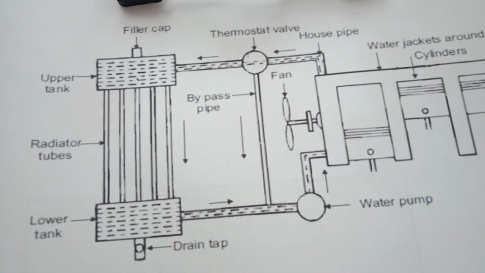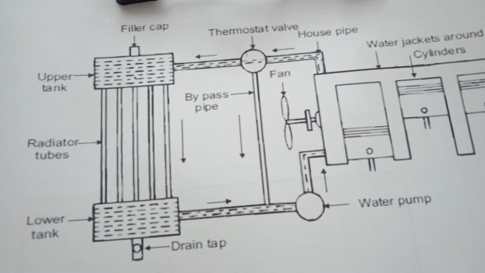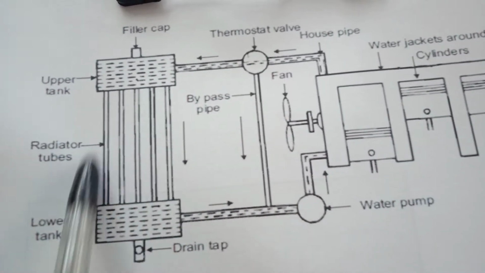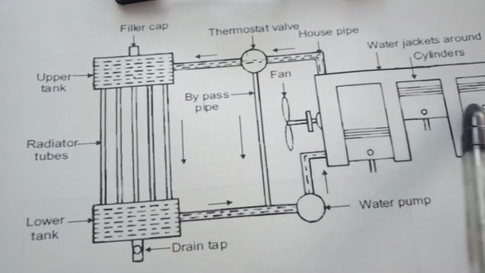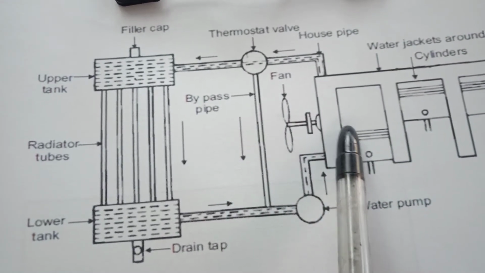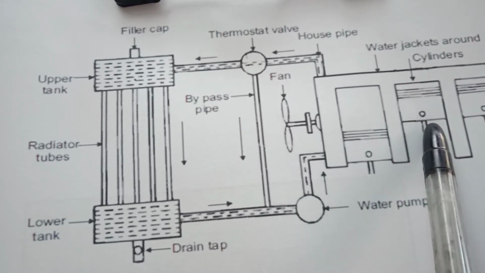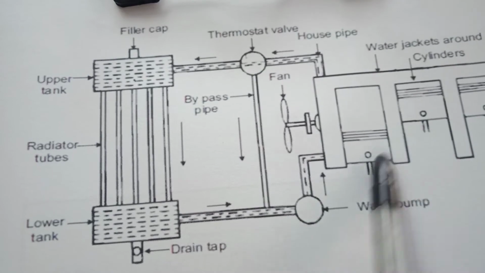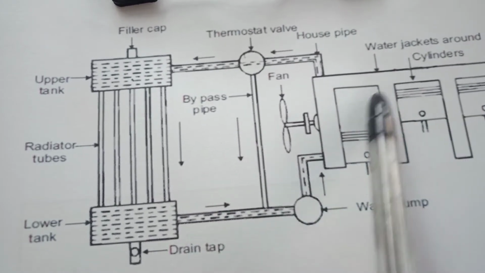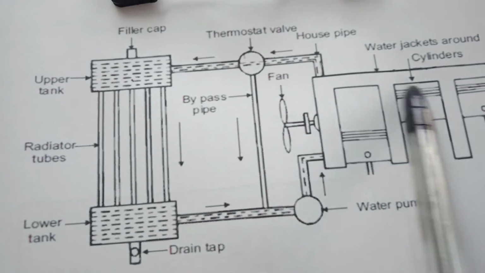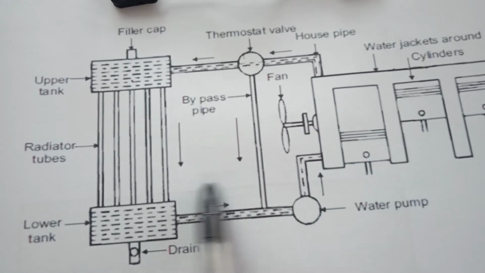Now the next type of cooling system is the water cooling system. This is a typical diagram of a water cooled engine. This is the engine, a multi-cylinder, inline multi-cylinder engine. For example, this is the inline three cylinder engine, and this has to be cooled down by the water cooling system.